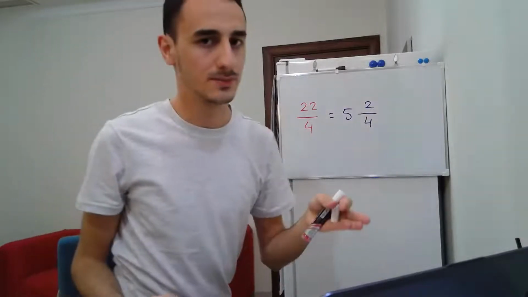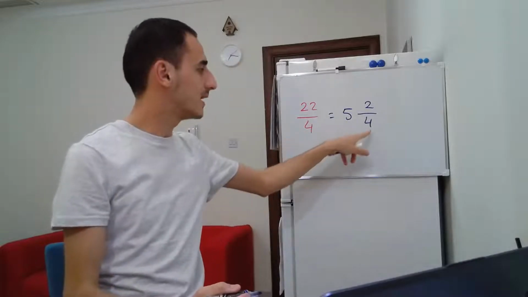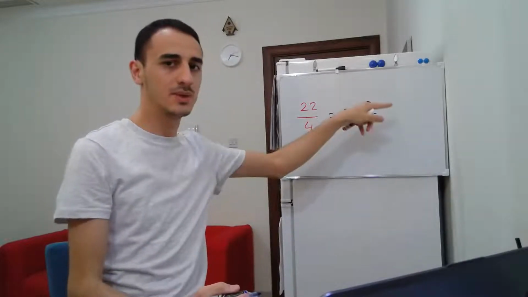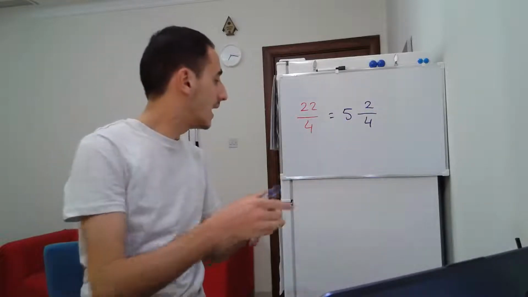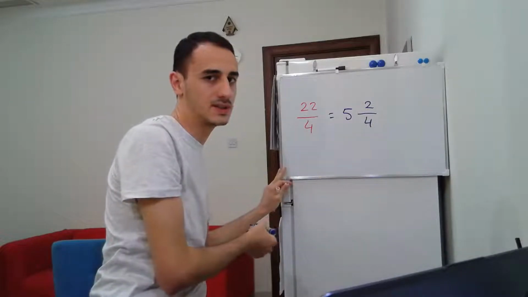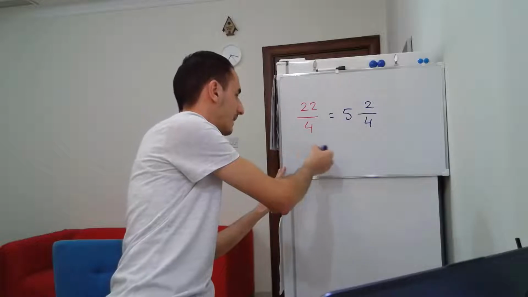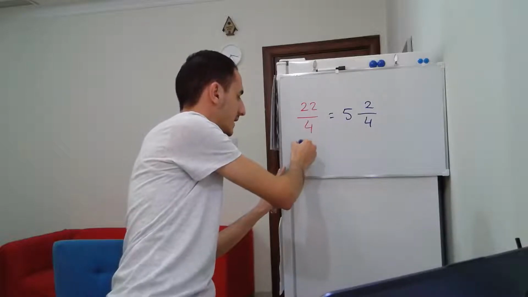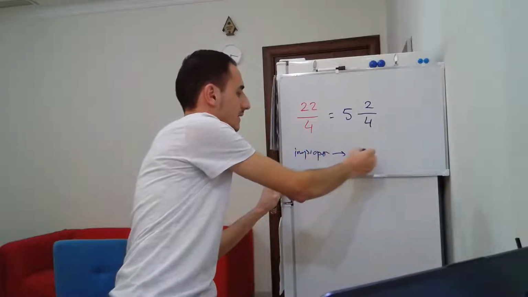20 plus 2, 22. The same again, if you want to go back, we multiply 4 times 5, 20. We add the top number, 22. If you know how to convert from mixed to improper, then it should be easier for you to convert back. So this is an improper fraction, and this is the mixed number.